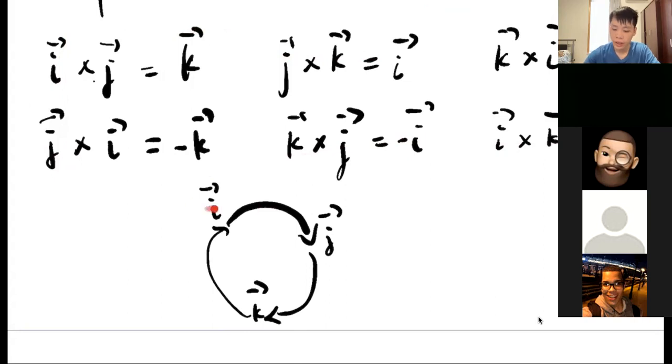This figure is a way of illustrating these properties. When you cross i and j, you get k. You just follow the arrow. If you don't follow the arrow, you get the minus. K cross j, you get minus i. If you have i cross k, you go against the arrow, you get minus. If you follow the arrow like j cross k, you get positive i. K cross i, you get positive j. This is an illustration of these rules.